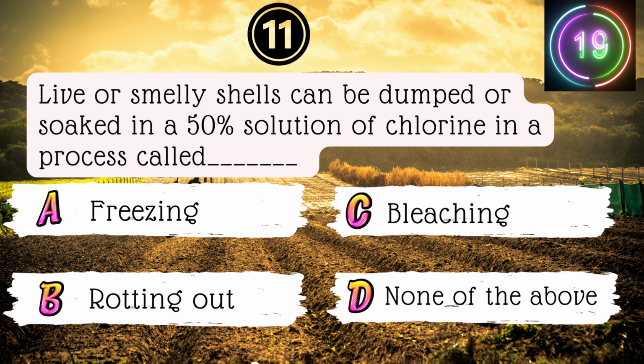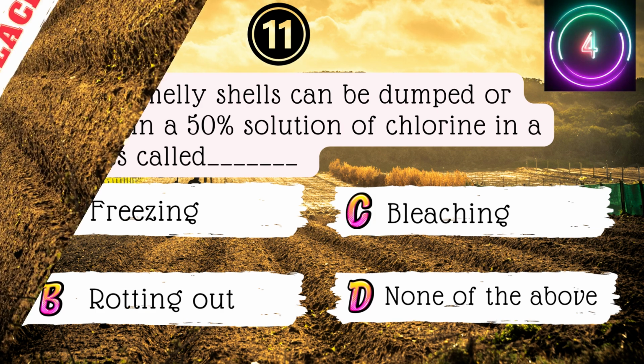Number 11. Live or smelly shells can be dumped or soaked in a 50% solution of clorox in a process called A. Reseat, B. Rotting out, C. Bleaching, D. None of the above.